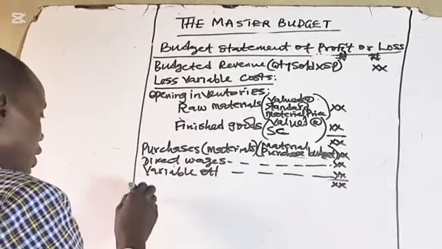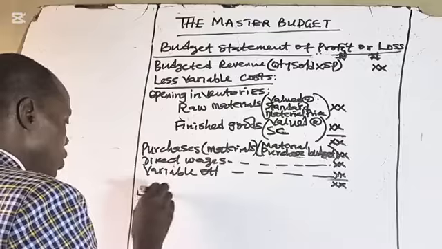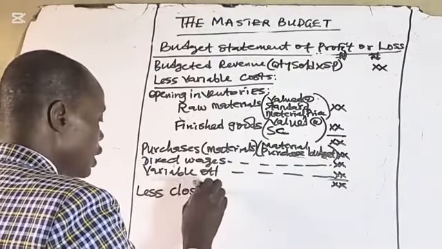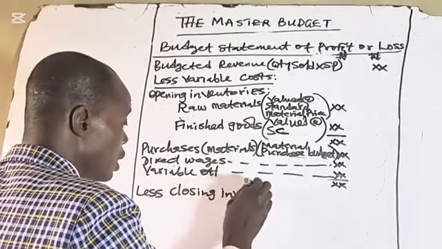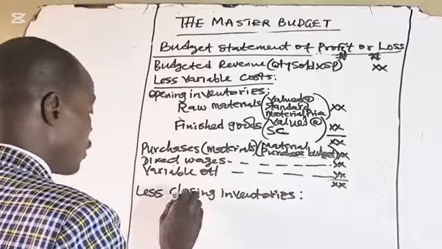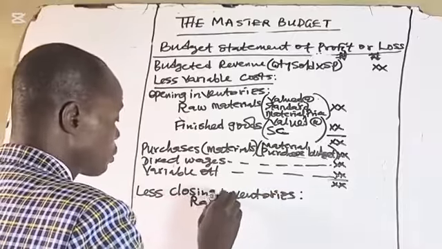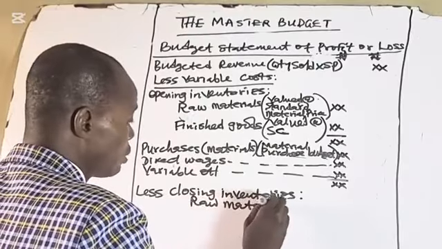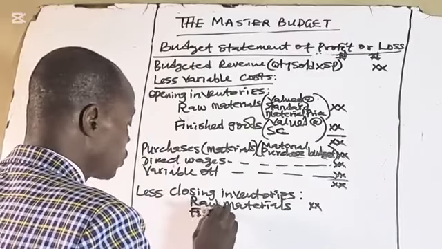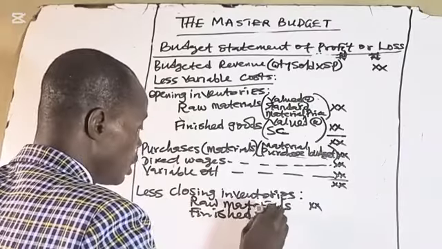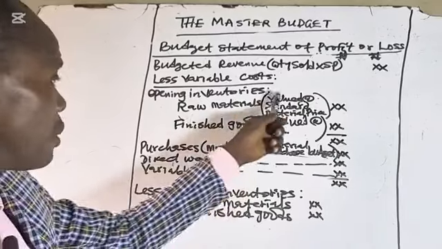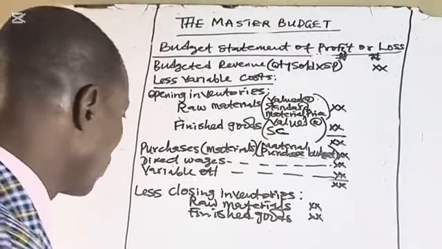So now less closing inventories. Closing inventories of raw materials, and that of finished goods. You value this the same way the opening inventories were valued.